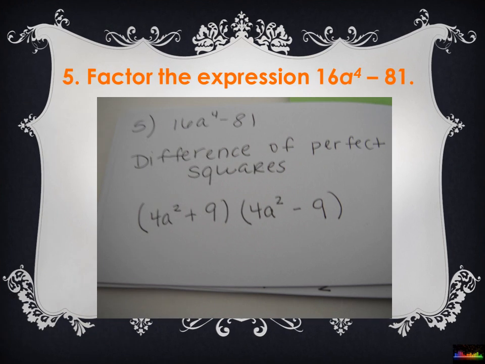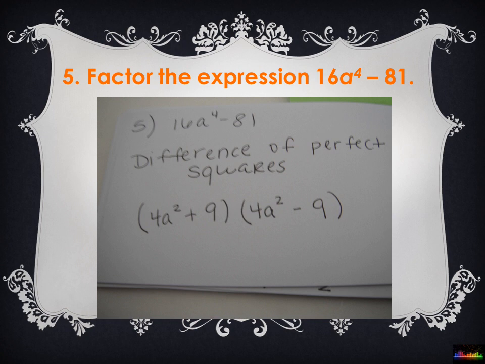This question just wanted us to factor the expression. There is no equal sign and there is nothing to solve for. Looking at these two terms, 16a to the fourth and 81, you can see that both of them are perfect squares. There is a subtraction sign in the middle, so this becomes a difference of perfect squares.